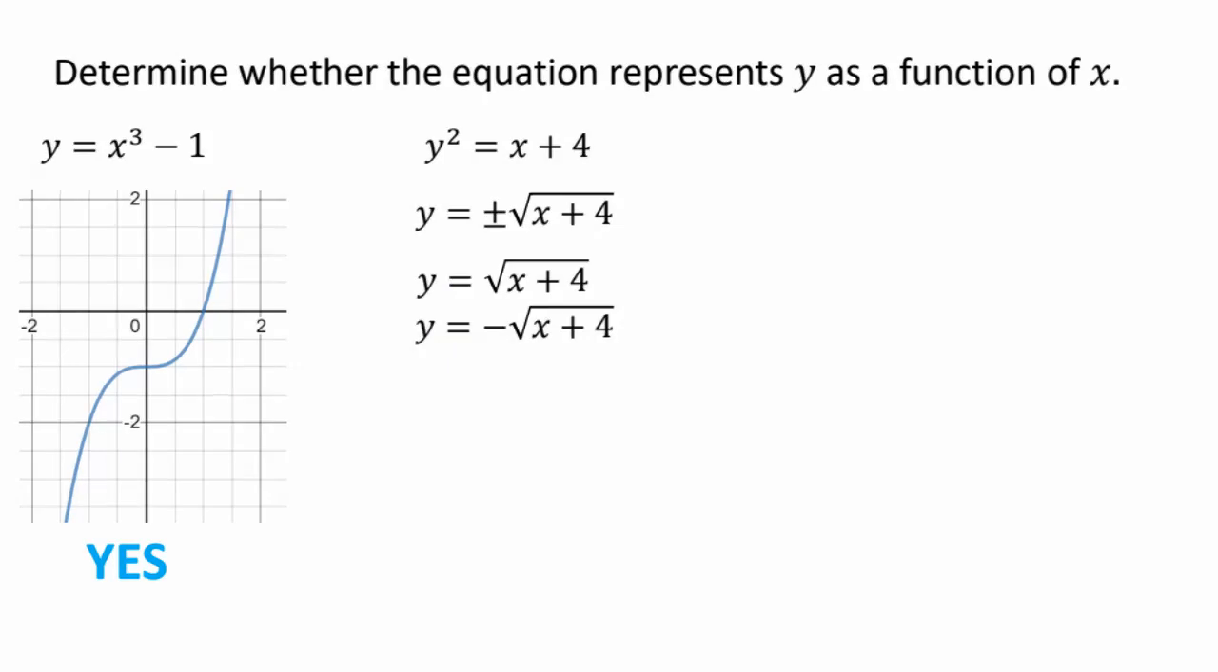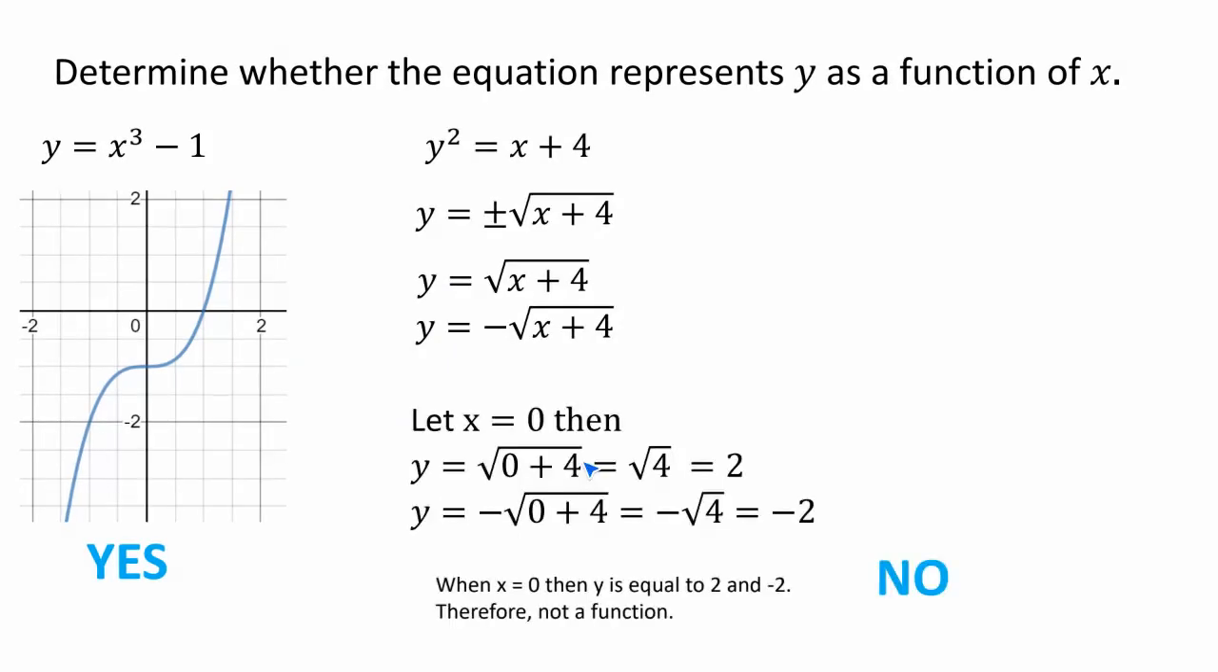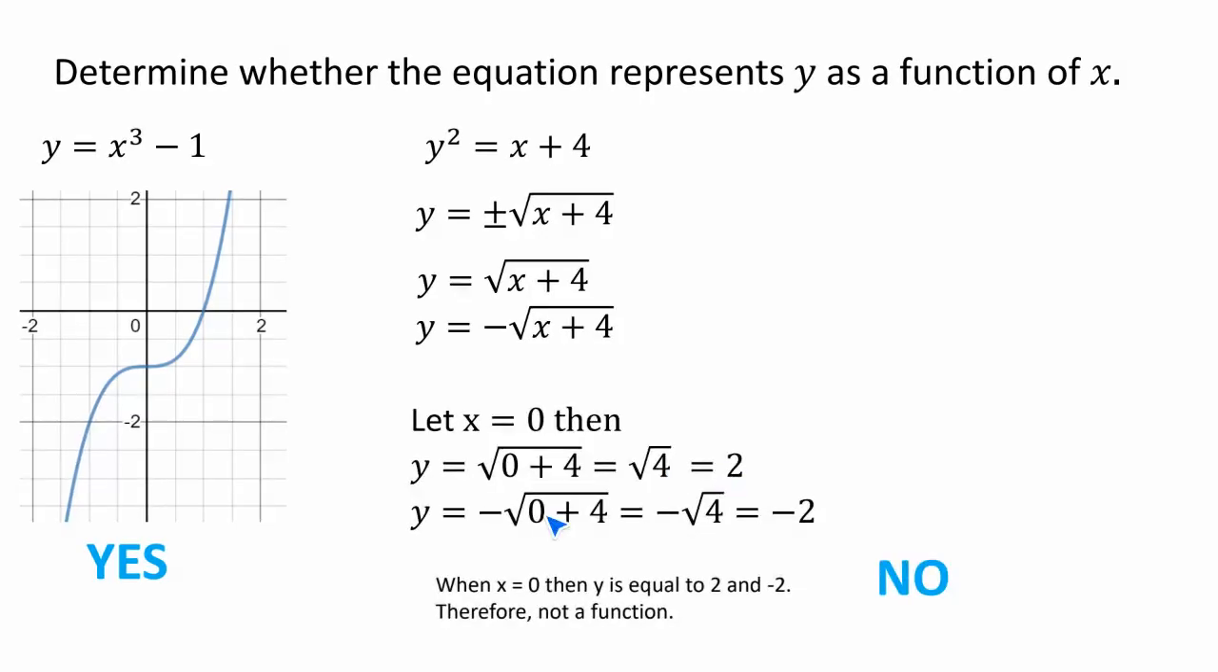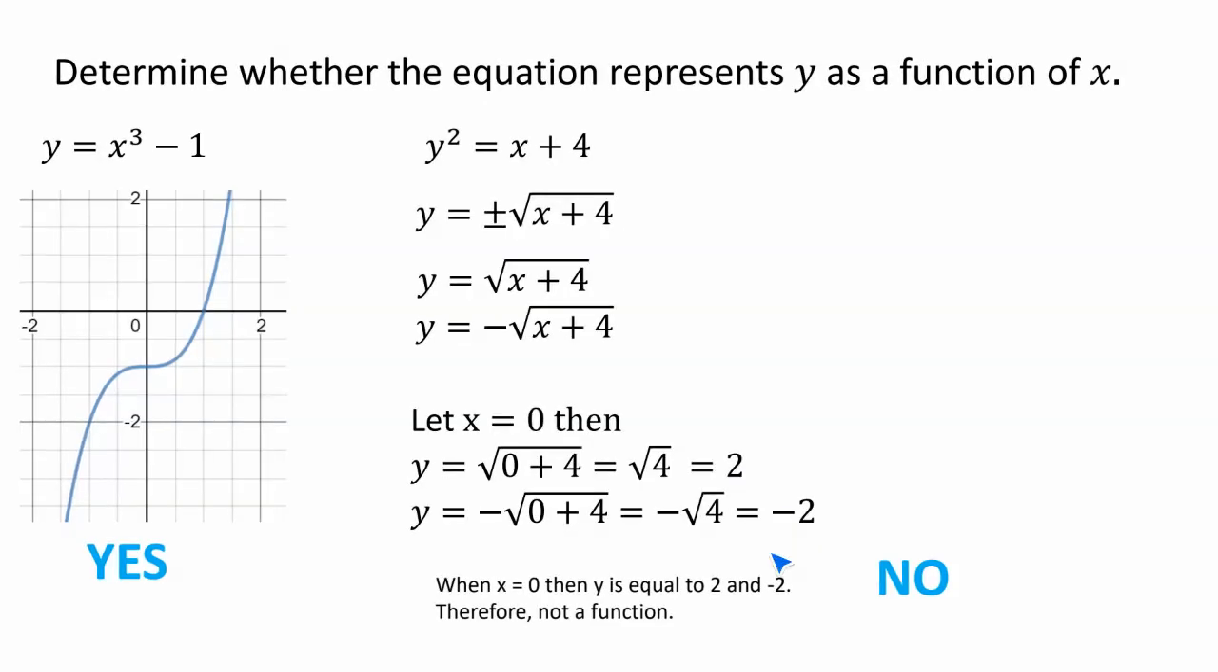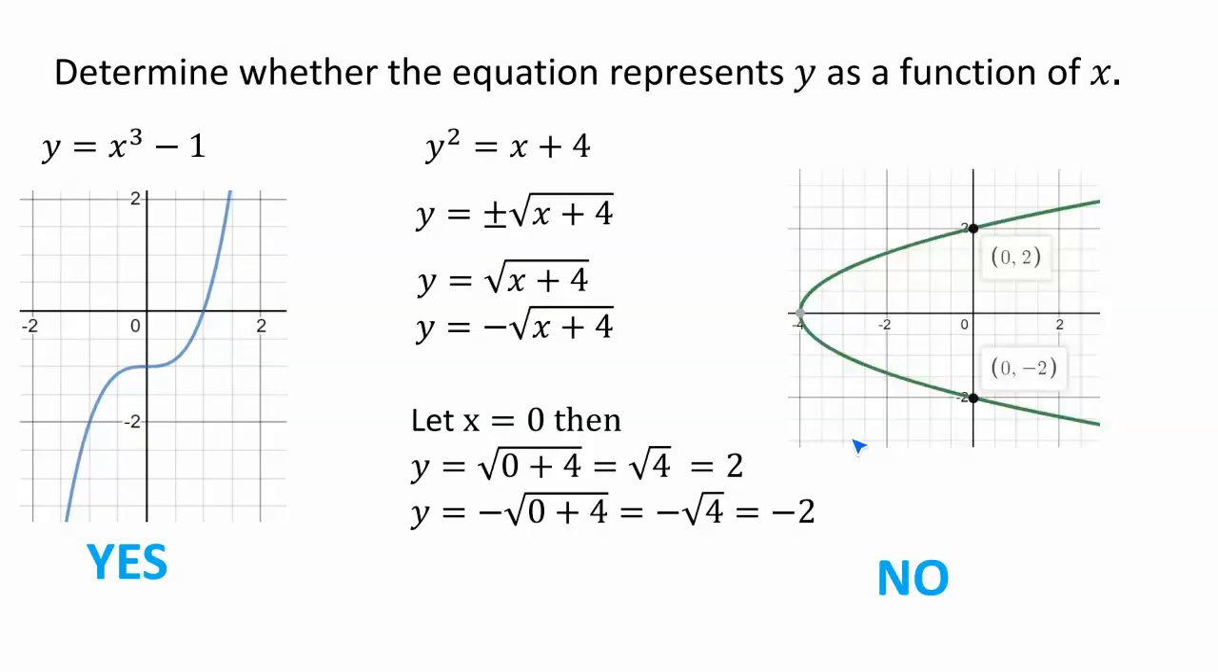And so if I was to choose any point, let's say 0, and plug it in for both of these, when x is 0, here I get a 2, and when x is 0, I get a negative 2. So x equals 0 is going to two answers, 2 and negative 2. And so since it goes to two answers, then it makes it not a function. This is the graph for this equation.